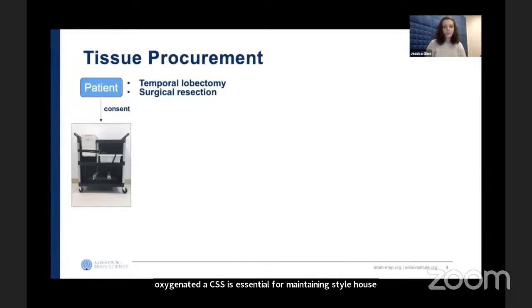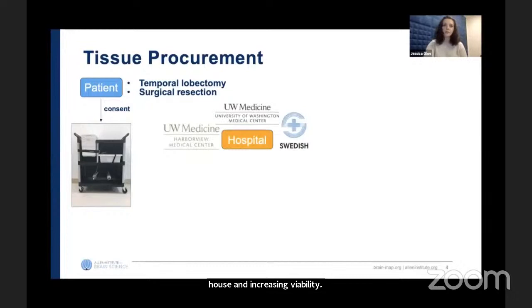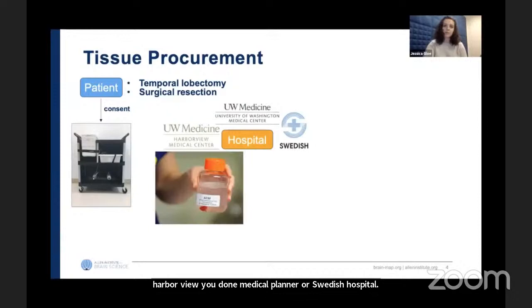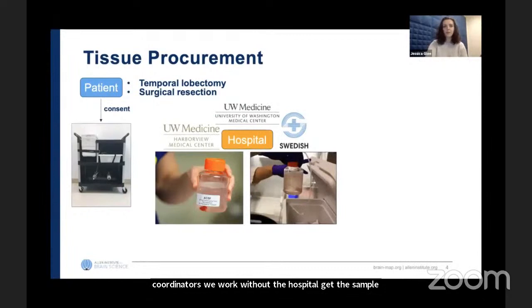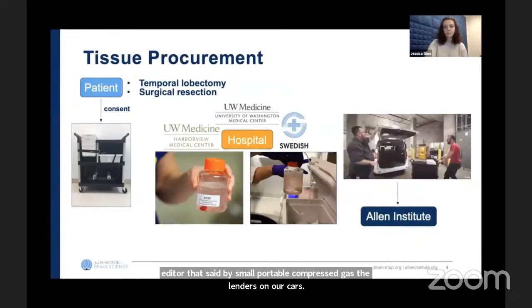Our facilities team drives us in our cart to either Harborview, UW Medical Center, or Swedish Hospital. We wait outside of the OR while the research coordinators we work with at the hospital get the sample and bring it out to us in the ACSF that we provide. As soon as we receive the tissue, we add our oxygenator that's fed by small portable compressed gas cylinders on our cart. We load back into our van and return to the Institute.